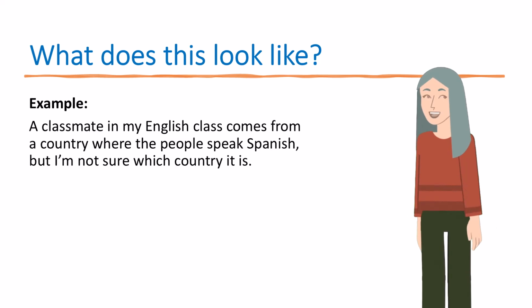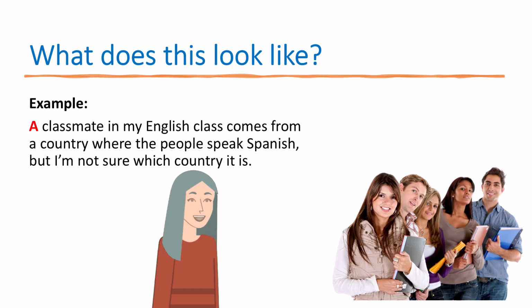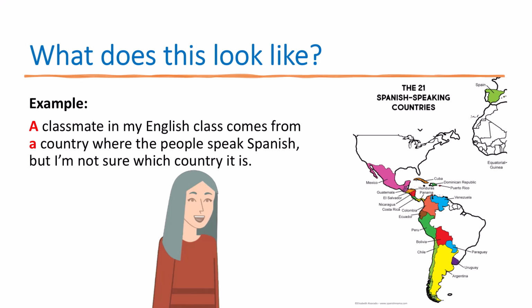A classmate in my English class comes from a country where the people speak Spanish, but I'm not sure which country it is. This first indefinite article, a, tells us that I'm referring to one of my classmates, who I am introducing into the context for the first time. For the listener or reader, this could be any of my several classmates. Moving forward, I'll be able to refer to this classmate as the classmate. This second use of the indefinite article, a country, indicates that it is one of many countries where Spanish is spoken. So it is not specific because I cannot identify which country the classmate comes from.